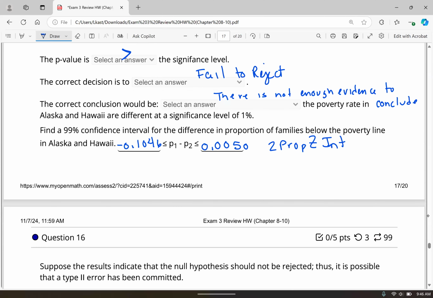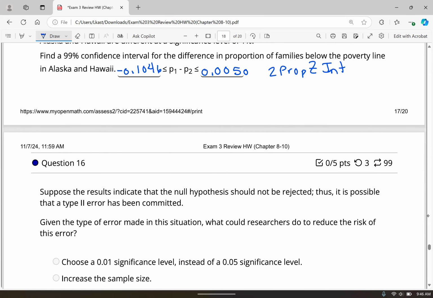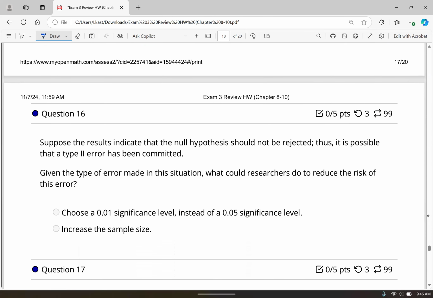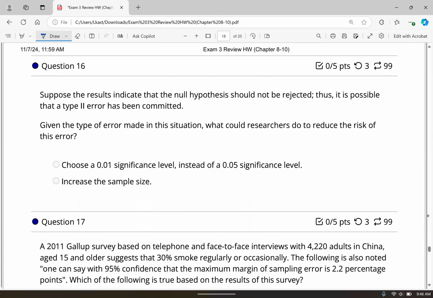All right, a couple of quick and easy problems. 16. Suppose the results indicate that the null hypothesis should not be rejected. Thus, it is possible that a type 2 error has been committed. Type 2 error, you fail to reject the null when it's false. Given the type of error made in this situation, what could researchers do to reduce the risk of this error?